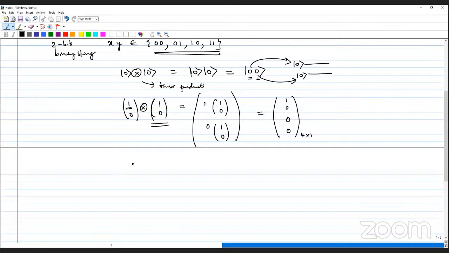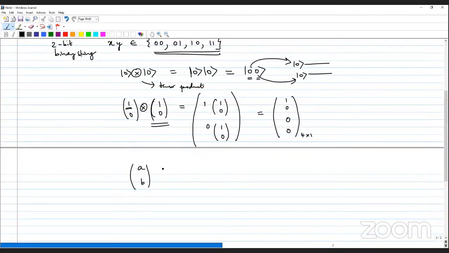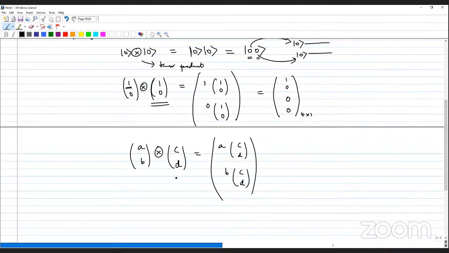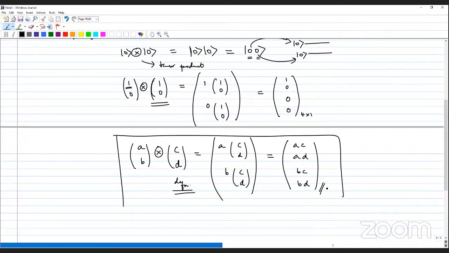More generally, if I want to represent this, I have AB tensor CD. That becomes, you can work this out with me, A times CD and B times CD. Note that there's a certain ordering to this tensor product as well. I'm simply giving you the definition of this tensor product. This gives me again a 4 column vector, which is AC, AD, BC, BD. This is the general rule or formula for how you would do this tensor product.